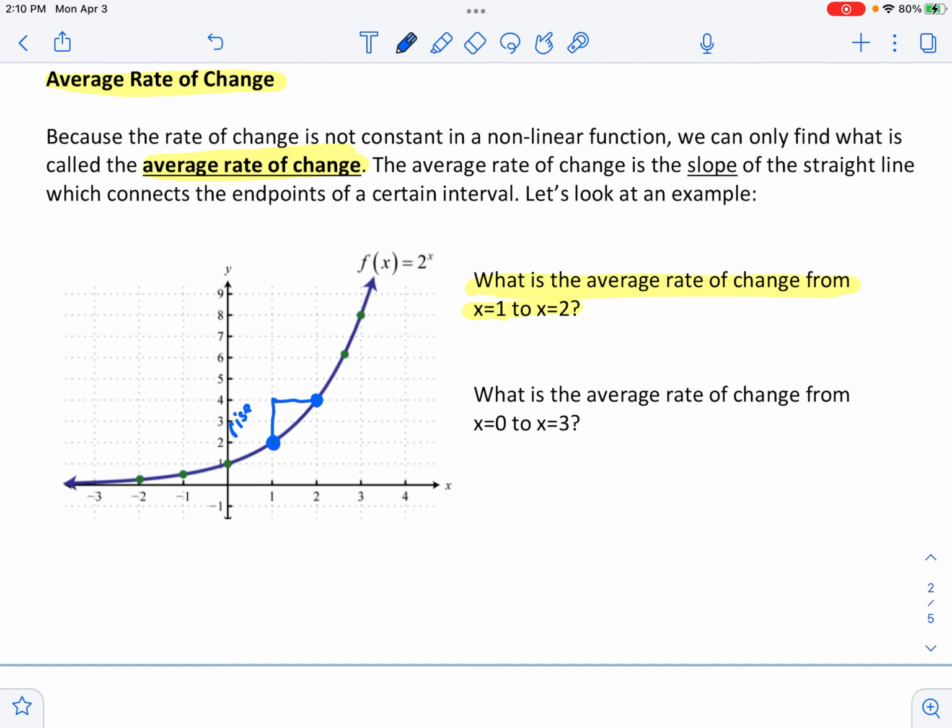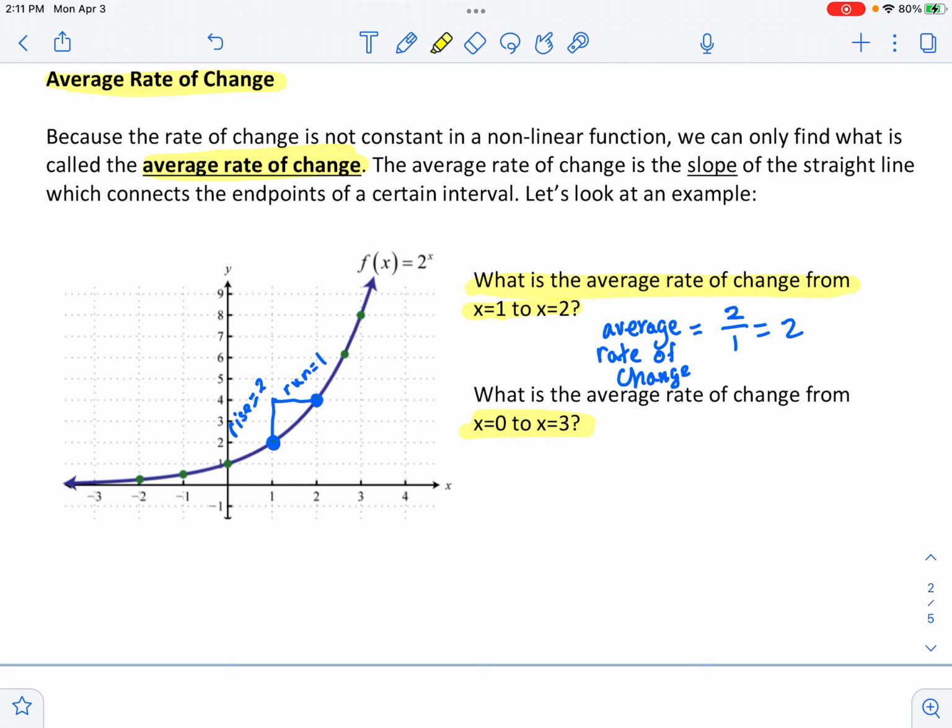The rise goes from 2 to 4. That means the rise is 2. And the run goes from 1 to 2, which means the run is equal to 1. That means the average rate of change would be the rise over the run, which is 2 over 1, or 2. The average rate of change would be 2. Now, because this is not a linear function, we would expect that the rate of change between any other 2 points would be different. Let's take a look at another example.